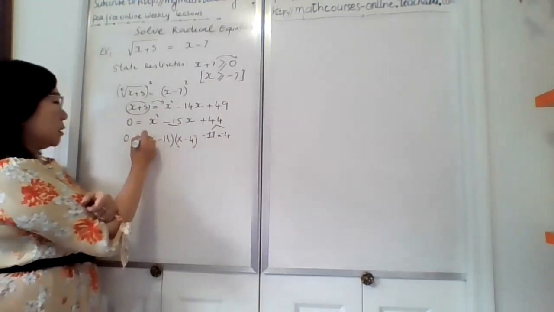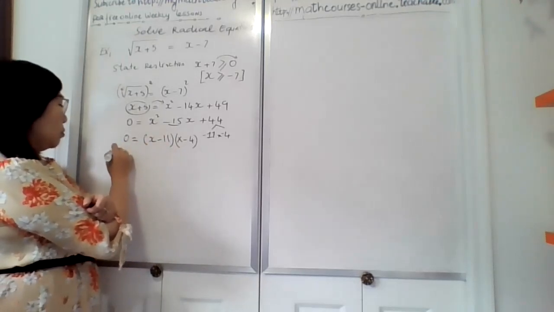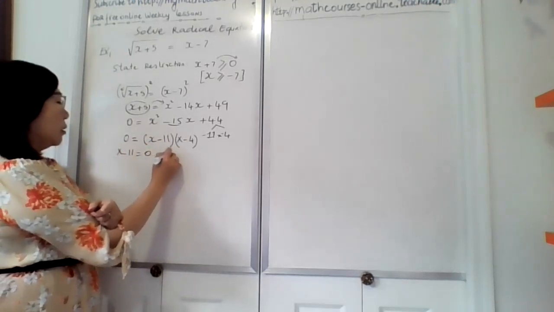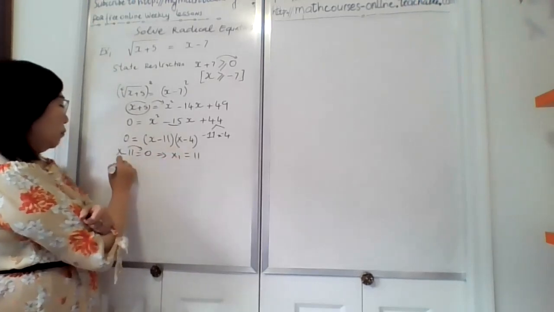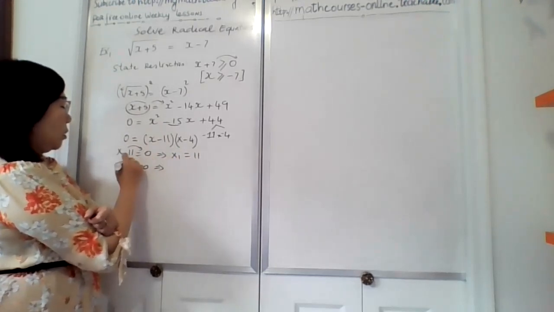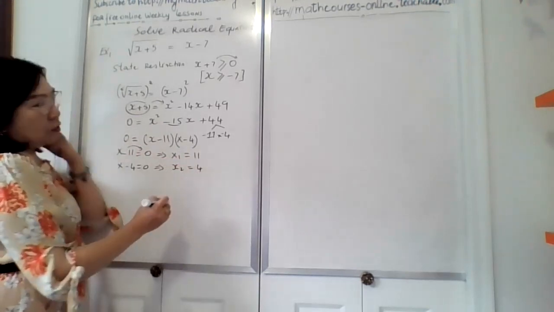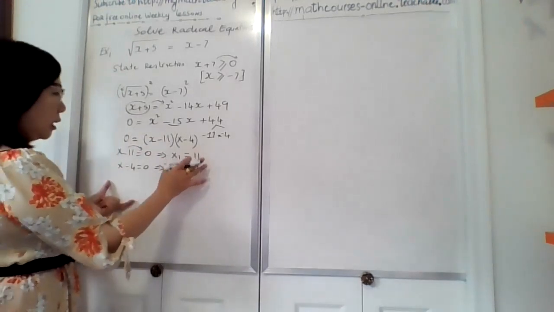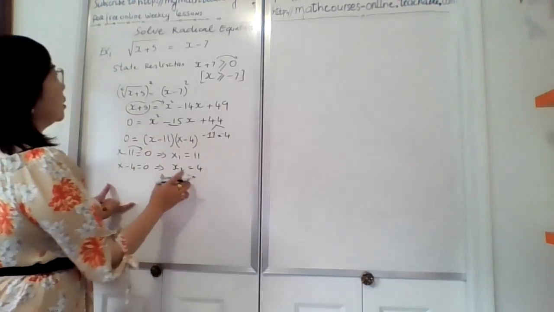And so for this, you set each bracket equal to 0. So x minus 11 equals 0. Therefore, move it over, x1 will be equal to 11. And you set the second bracket equal to 0. When you move it over, x2 will be equal to 4. So now we will answer like this. This is the solution.